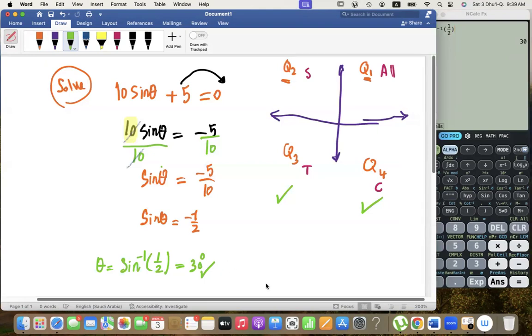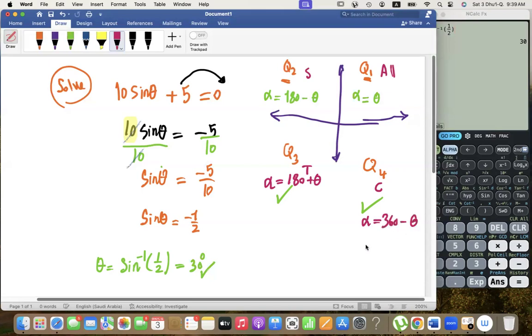To get your angle, I'm going to use these rules. If it was in quadrant 1, alpha is equal to theta. If it was in quadrant 2, alpha is equal to 180 minus theta. If it's in quadrant 3, I'm going to use alpha equals 180 plus theta. If it was in quadrant 4, I will use 360 minus theta.